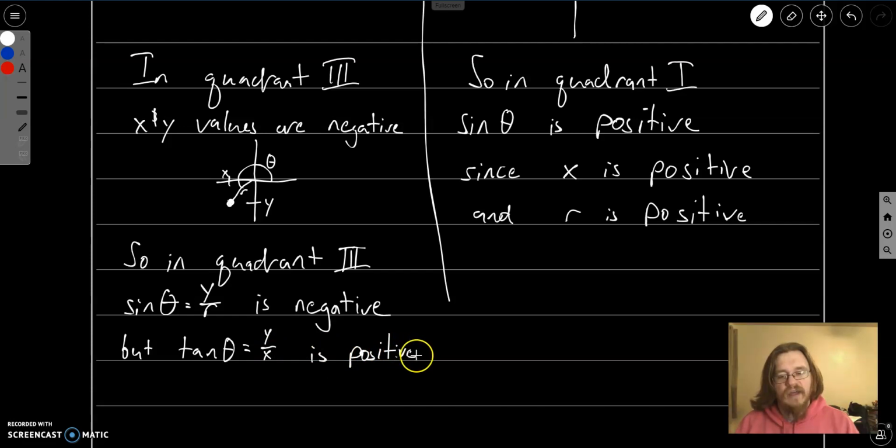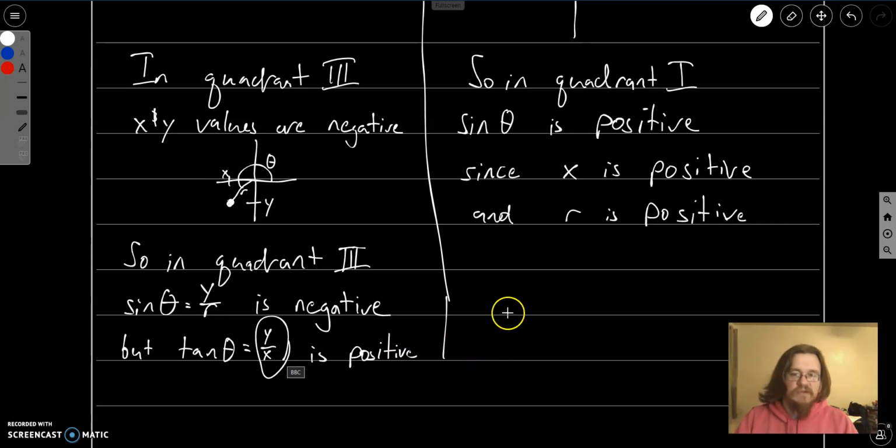So what ends up happening is we just have to be a little bit careful. How do you determine whether a sine or tangent is going to be positive or negative? Well, we look at what quadrant we're in, and we ask: is the x value positive? Is the x value negative? Is the y value positive? Is the y value negative? By identifying which ones are positive and negative, and looking at your formula, you can tell whether or not the whole thing is going to be positive or negative.